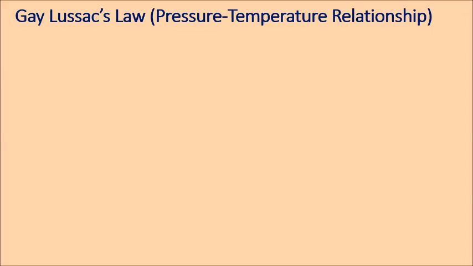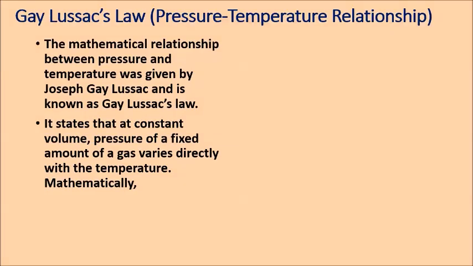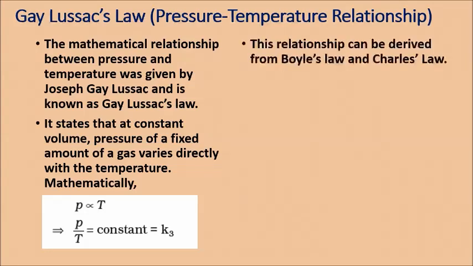The third gas law is Gay-Lussac's law, or the pressure-temperature relationship. The mathematical relationship between pressure and temperature was given by Joseph Gay-Lussac, and that's why the name is Gay-Lussac's law. It states that at constant volume, the pressure of a fixed amount of a gas varies directly with the temperature. It can be mathematically represented as P is directly proportional to T, or when we remove the proportionality sign, P is equal to a constant into temperature, or P by T is equal to a constant, and here we have named it K3. This relationship can be derived from Boyle's law and Charles' law.